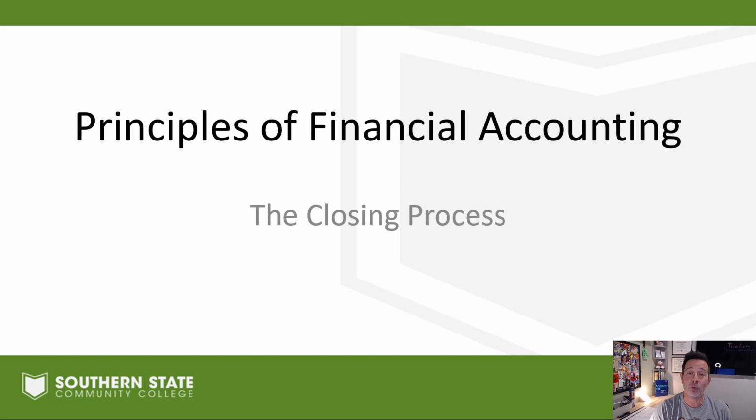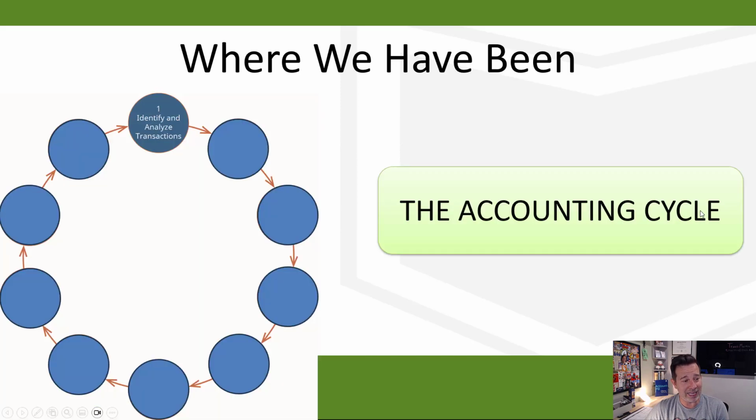In our next video, we'll show you how to make the entries to close out the books at the end of the accounting period. So, before we get into that, let's talk a little bit about where we have been. We've been working through a thing called the accounting cycle. The accounting cycle happens every accounting period, and it encompasses everything from putting the transactions into the accounting system to cranking out the financial statements. Of course, we have a lot of steps in between, don't we? All of that put together is our accounting cycle.